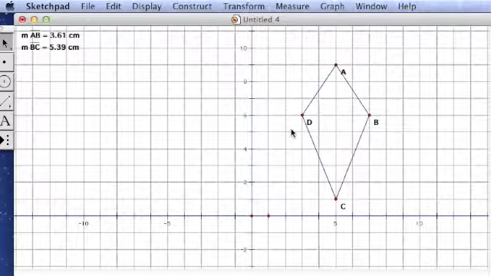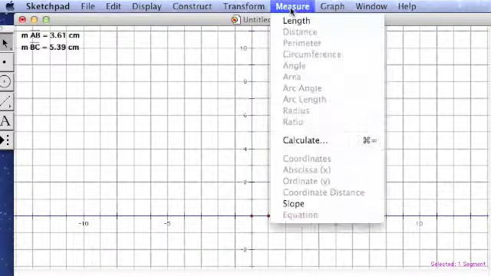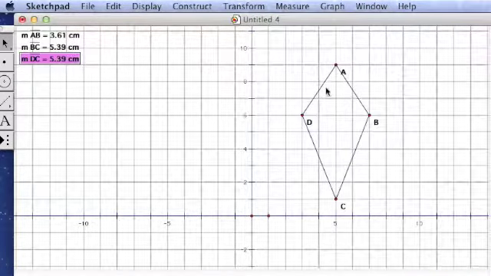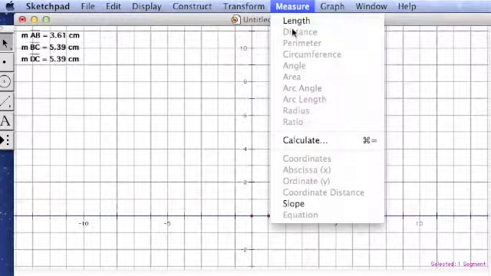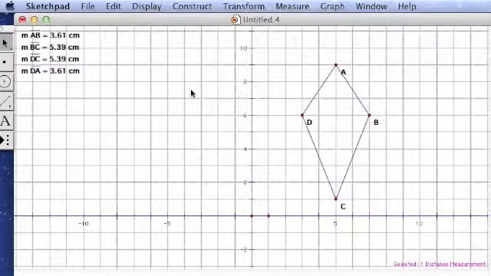Okay, so now we have the length of BC. We find the length of DC, measure length, and last measure length. Okay, so we can see measure of AB, this line, is 3.61, and measure of AD or DA is 3.61. So it's the same. Now let's go to DC. DC is 5.39 and BC is 5.39.